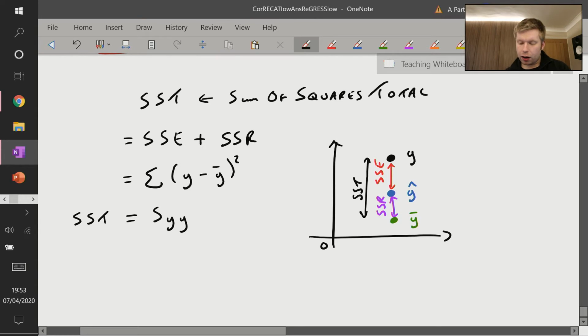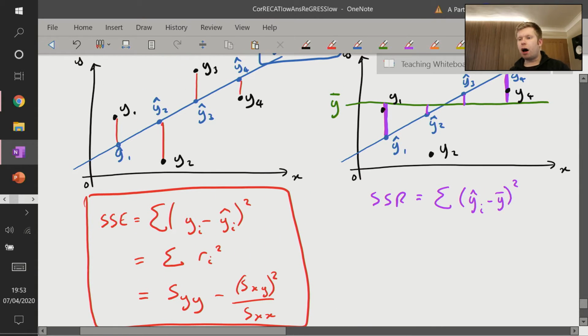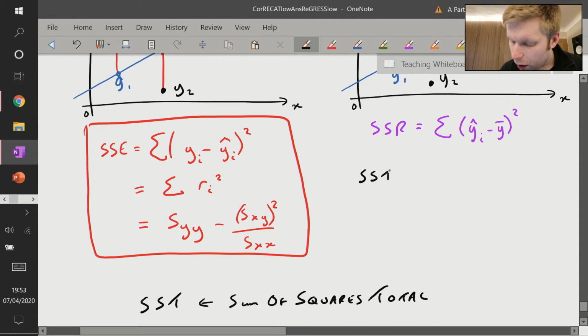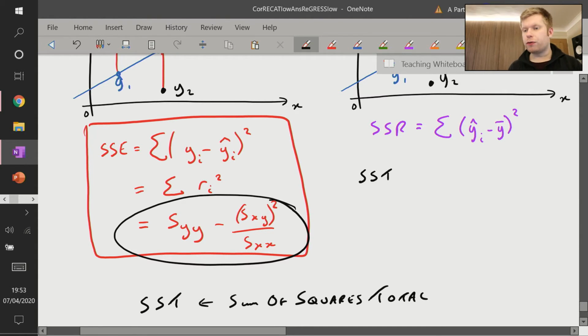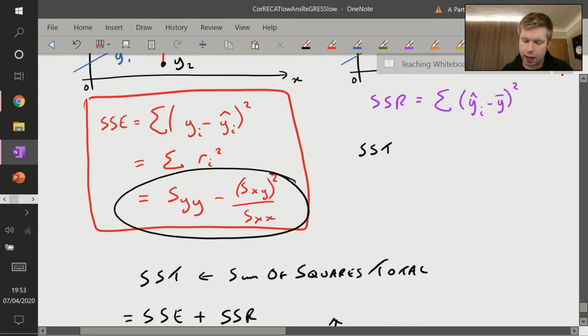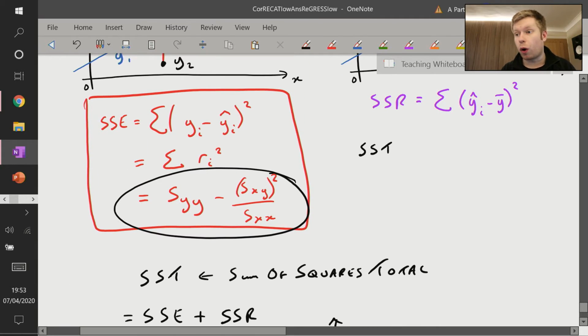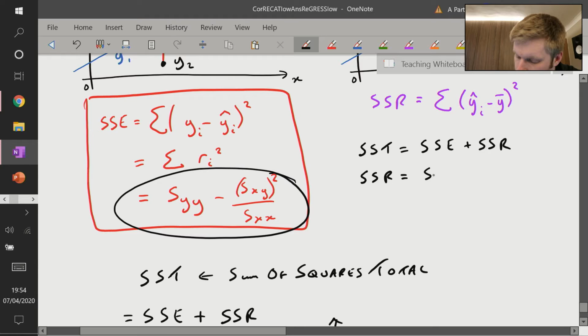So let's just remember when I came up here and I said, oh look, SSR, sum of the squares regression, is equal to this. Looks quite messy and horrible, but if I do just a little bit of rearranging, because I know now what SSE is equal to in terms of SXX, SYY, SXY, and I know what sum of the squares total is equal to in terms of SYY, then I know, because SST is just the total of these two errors, so sum of the squares error plus sum of the squares regression, then after a bit of rearranging, sum of the squares regression should just be equal to sum of the squares total take away sum of the squares error.